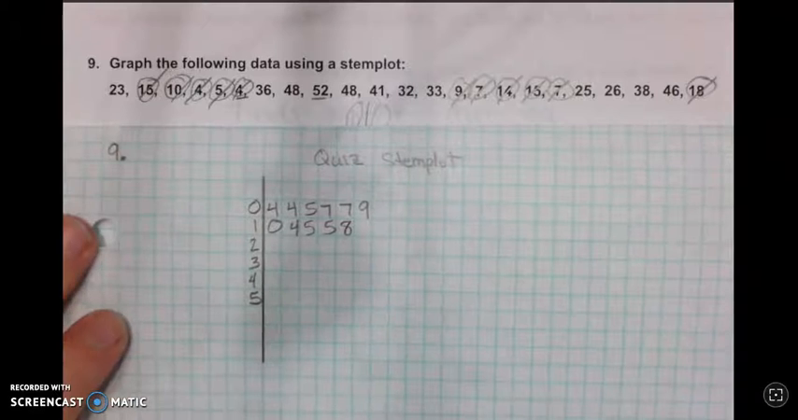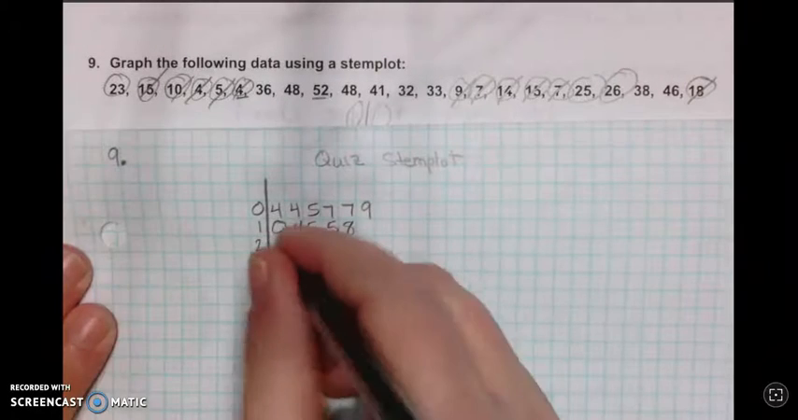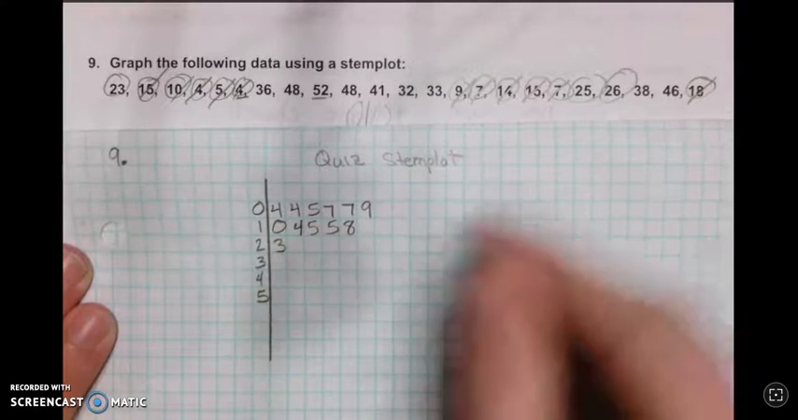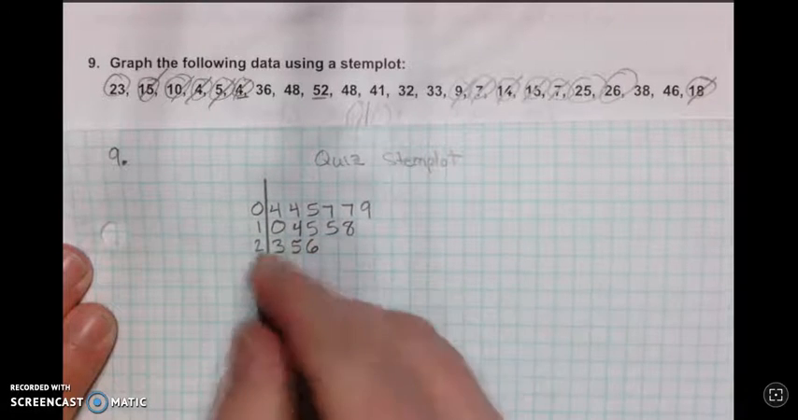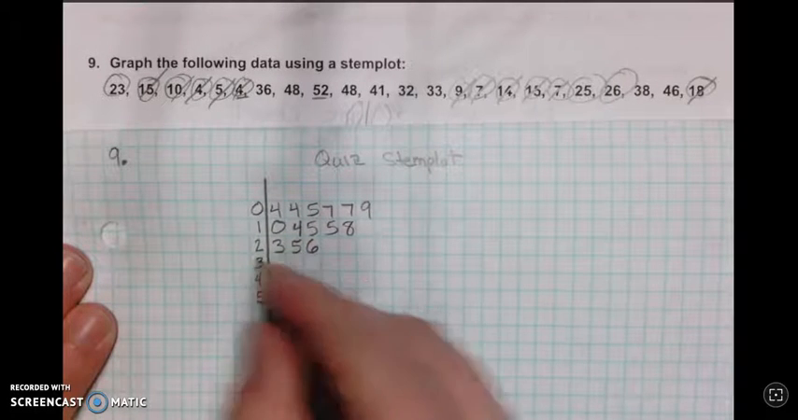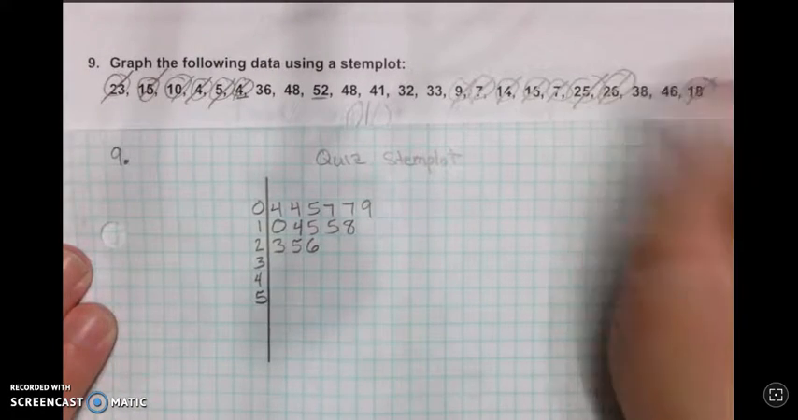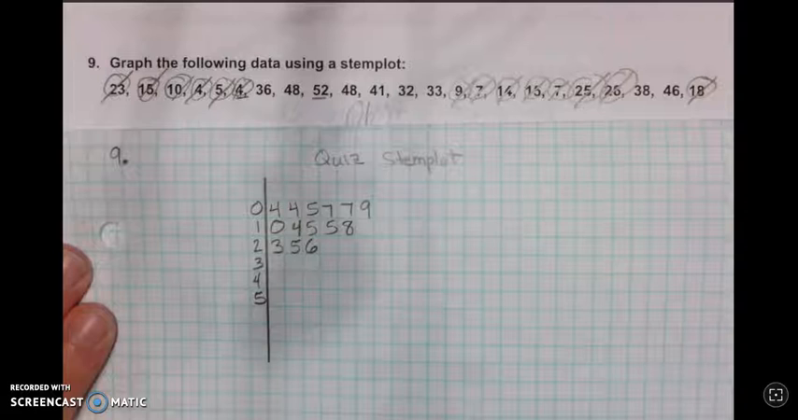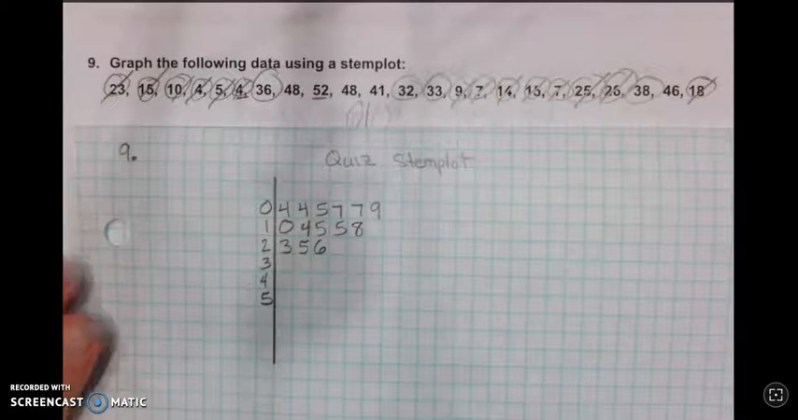Okay, next I do the 20s, so 2 in the tens place. I circled each of those and put them in order, so 23 is the smallest, and then 25, so put a 5, and 26, so put a 6 here. 23, 25, and this means 26. So those 3 have been graphed. Now I circle everything in the 30s. So I'm going to put these in order, and so on.